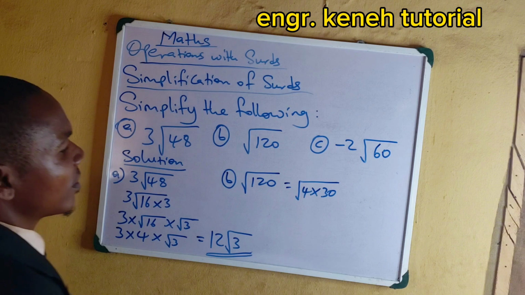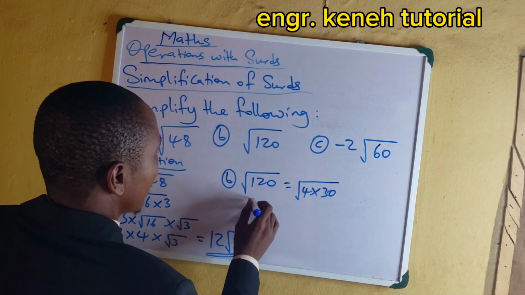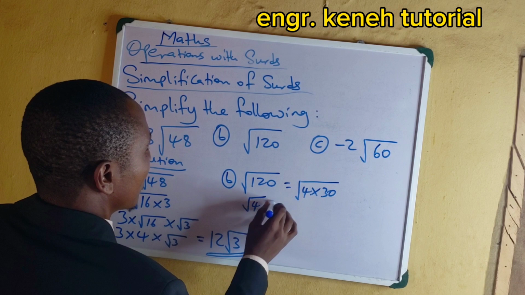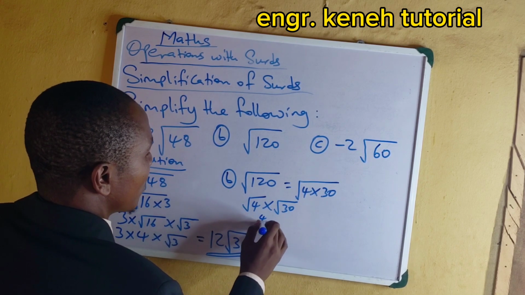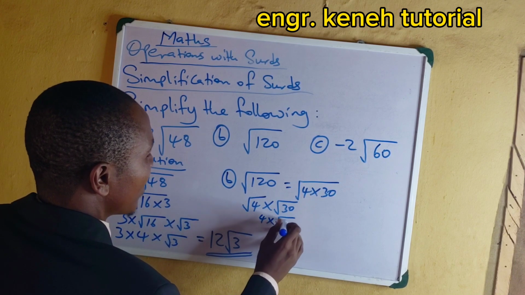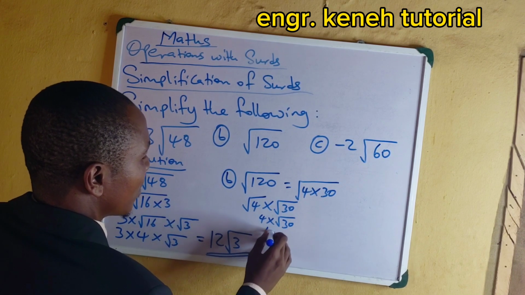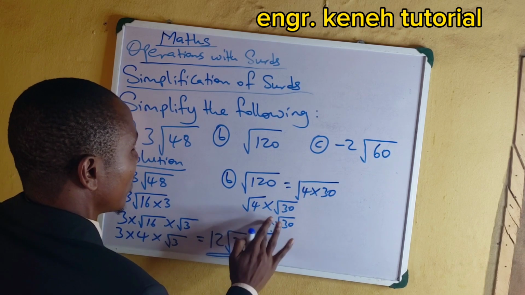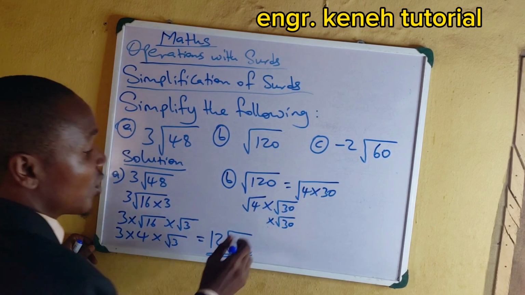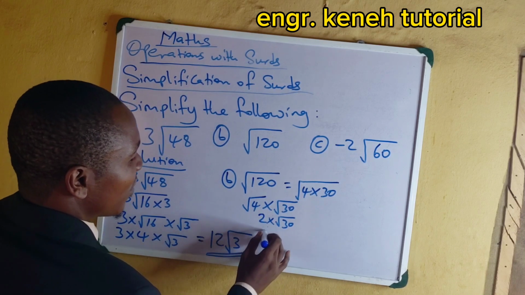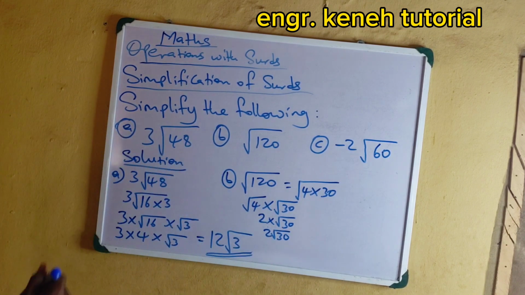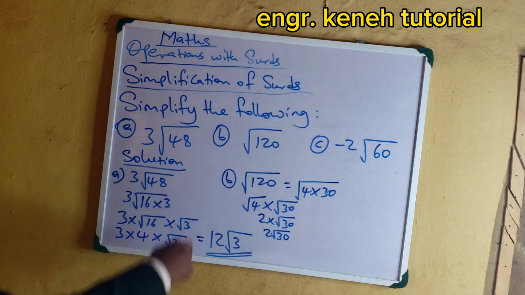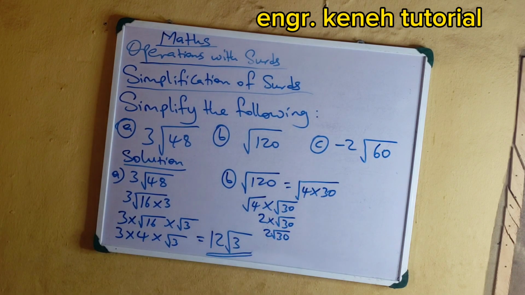So this simply means root 4 times root 30. Can you see it? And this will give us, sorry, not 4, 2, because you have found the square root of 4 is 2. So this will give us 2 root 30. If you were asked to simplify root 120, it's going to give us 2 root 30. So that is it. All right.